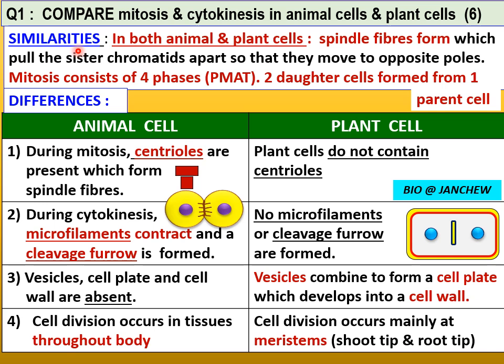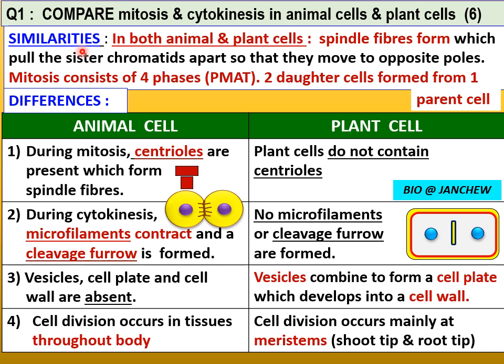Now let's look at the similarities. So if you are asked to give a comparison, you must have both similarities and differences. Each similarity is 1 mark, each difference is 1 mark. So have a combination of both that adds up to 6 marks in this case.